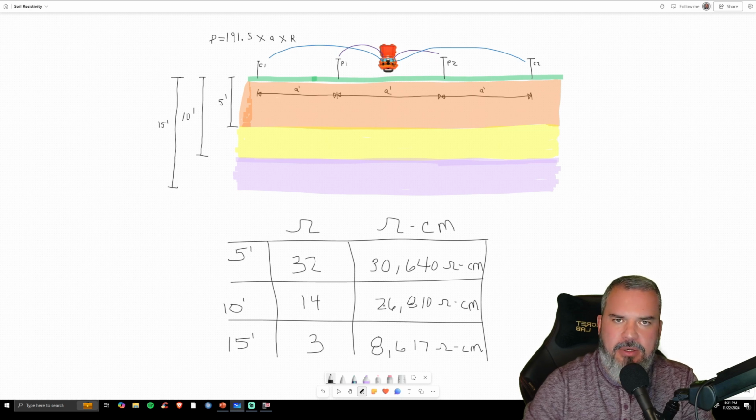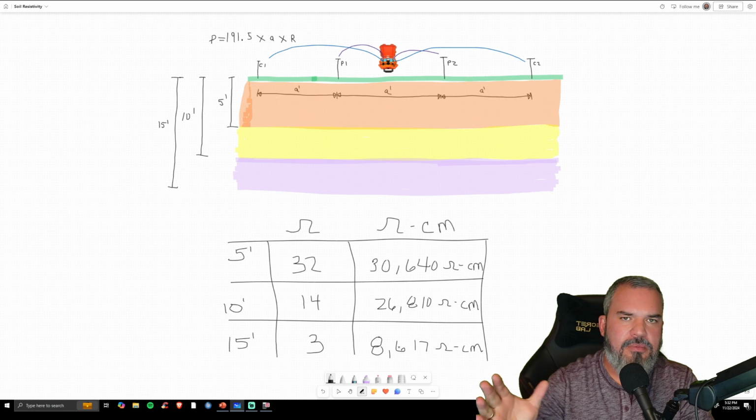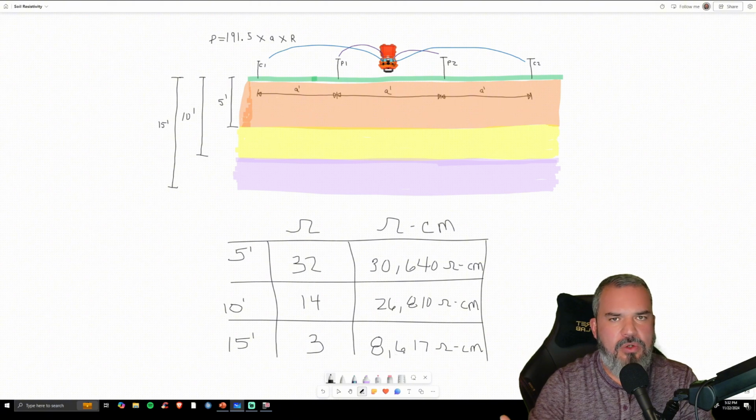Finally, I'm going to take a look at 15 because I probably could excavate that. I'm betting that my mechanical equipment can do that. And so once we calculate that, we get 8,600 ohm centimeter. That's getting closer to that 5,000 ohm centimeter mark that I was talking about earlier in the presentation. So 8,000 is looking pretty good.